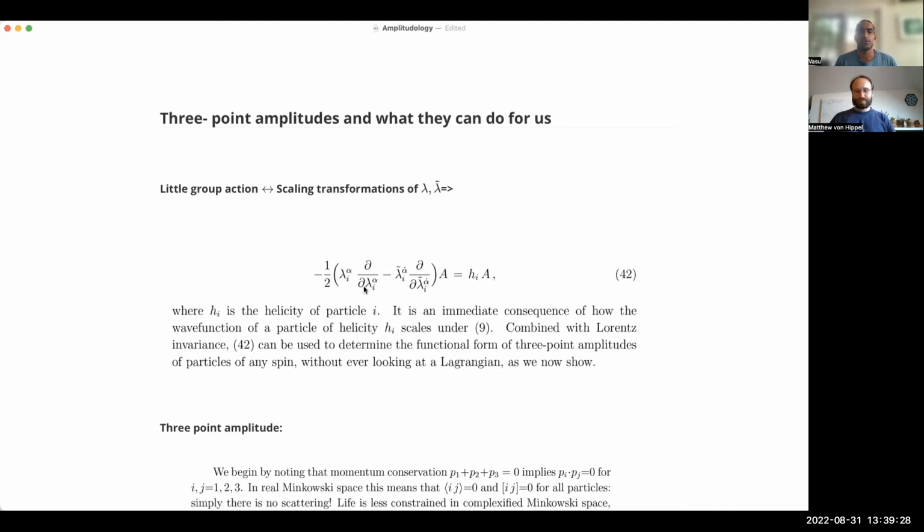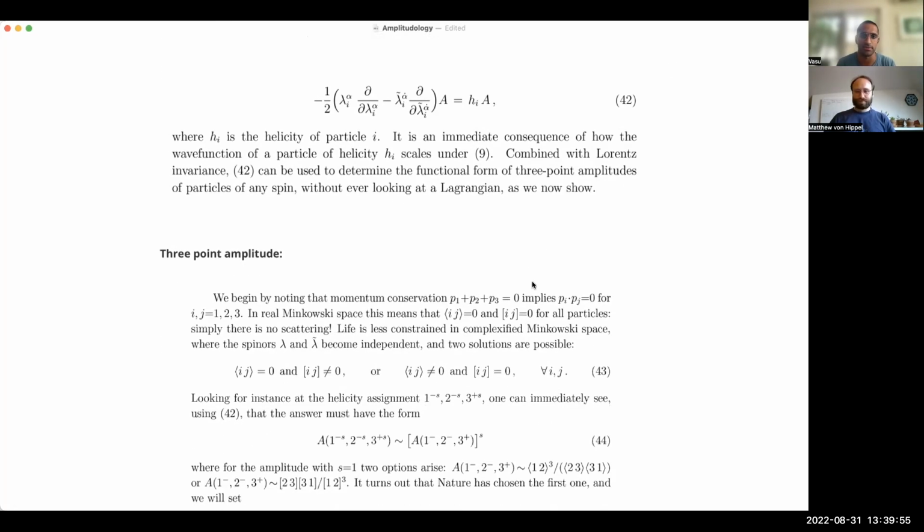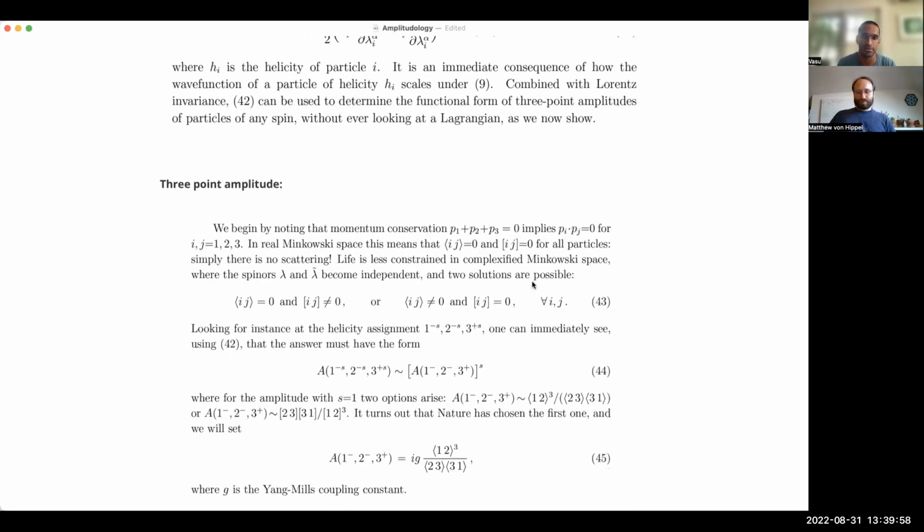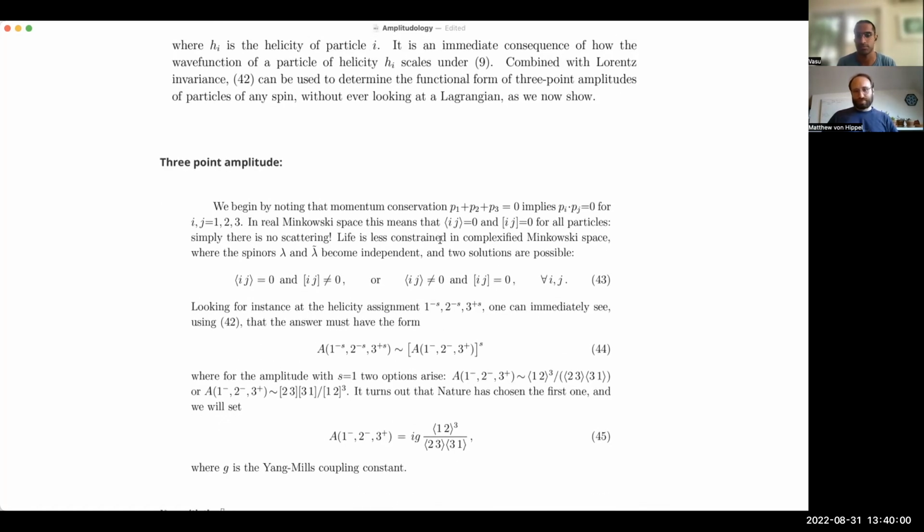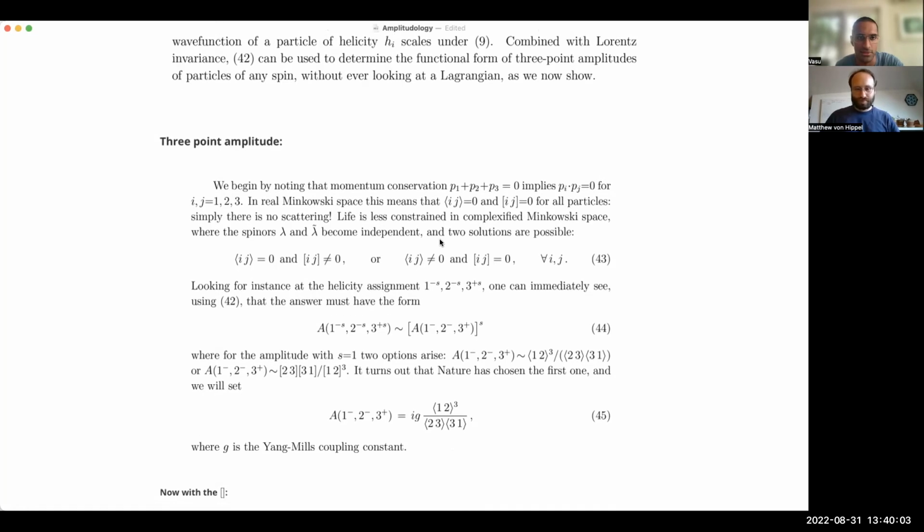And so from here, what's nice is that we can tell that A is probably a rational function of these spinors. And what's more, the helicity sets the difference between the number of powers of lambda and the number of powers of lambda tilde, just from knowing this relation. So let's start with the 3-point amplitude, and with spin 1. That's as far as the notes I've prepared will go, but it already highlights a lot of cool things.